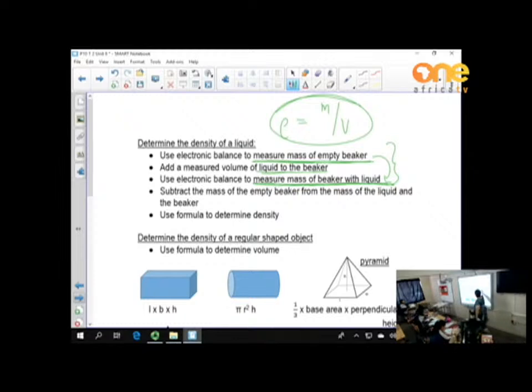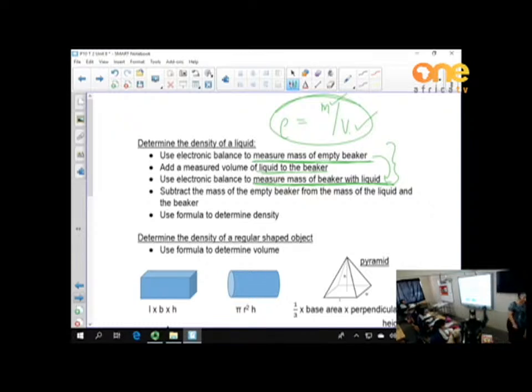And then we can substitute the mass into that. How do we get the volume of the liquid? A measuring cylinder. Yes, I measure the volume using a measuring cylinder, and then we simply divide mass by volume to get density. Do you understand?